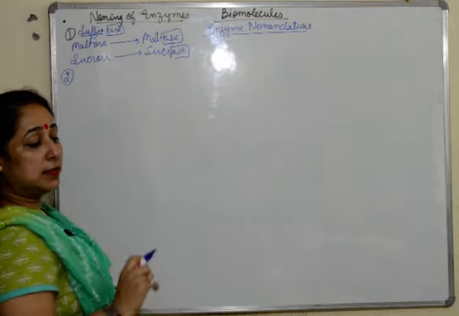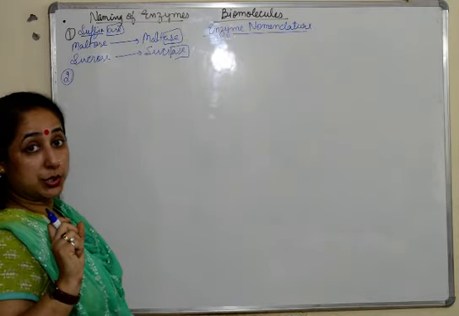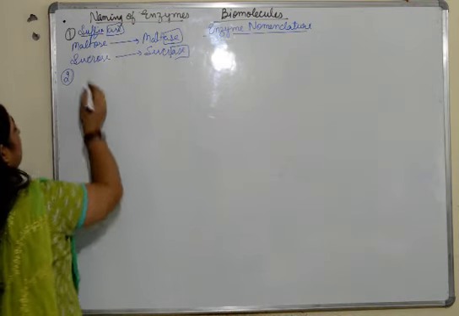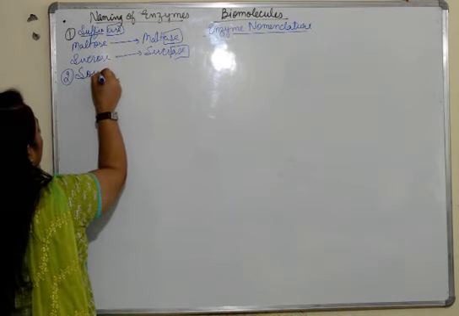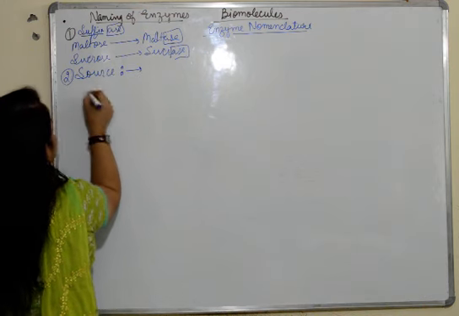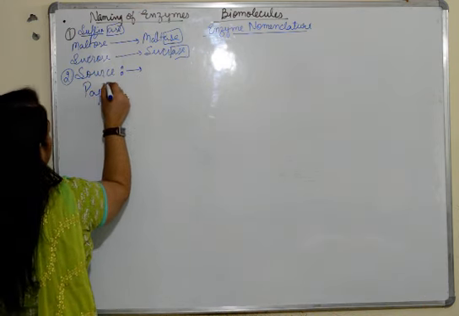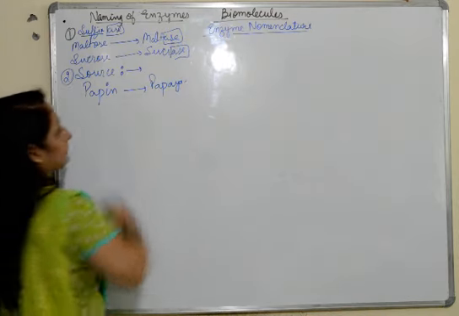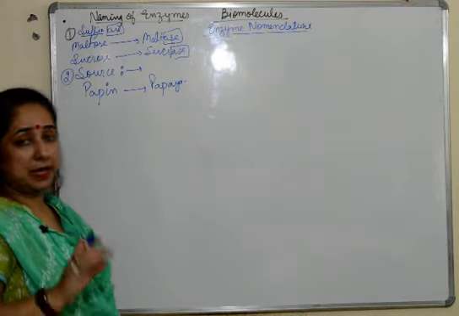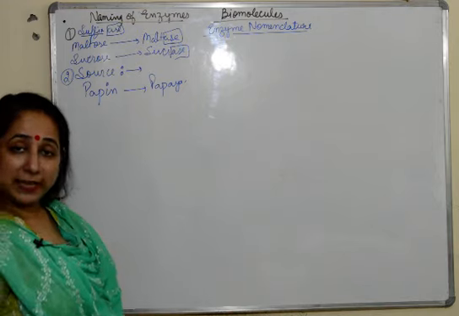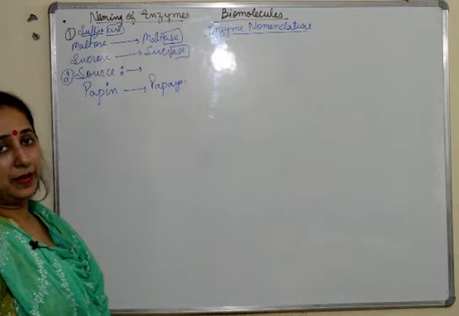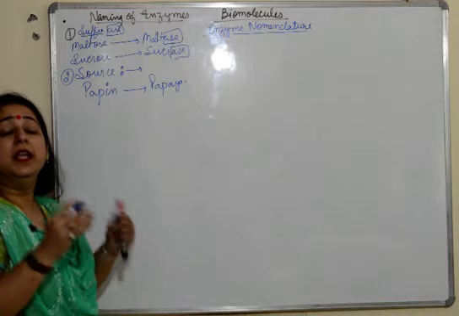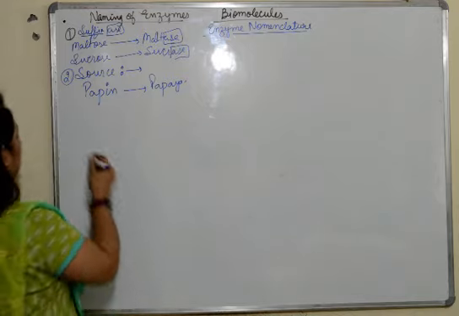Next is the source from where the enzyme is obtained. That also gives the name. For example, papain is an enzyme which is obtained from papaya. So papain is the name of the enzyme, and where do we get it from? It's present in papaya. So here the source is responsible for giving the name to the enzyme.